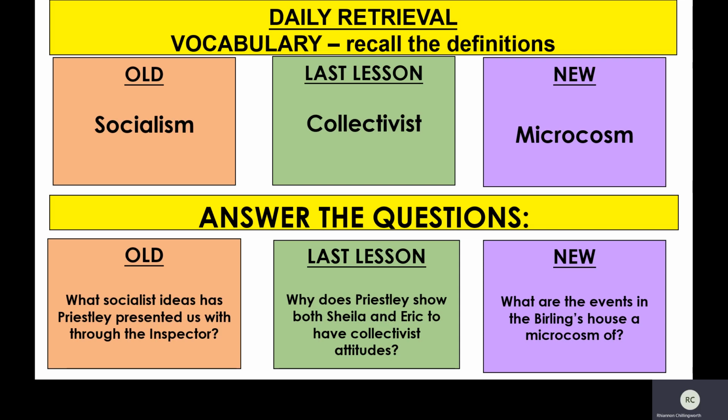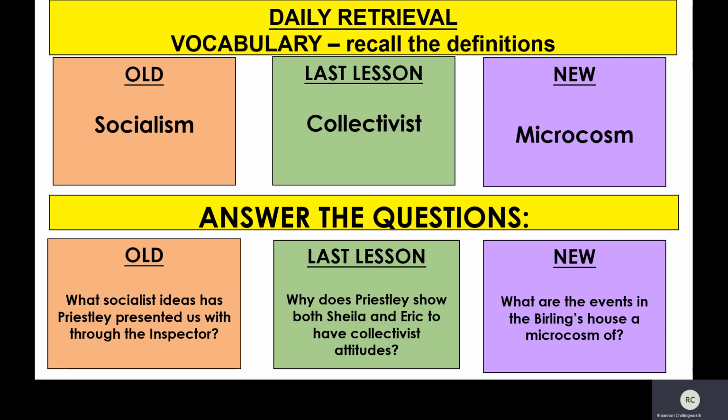But what the Burling family have is financial privilege, and they should use that financial privilege and power to help the less fortunate than themselves, like Eva Smith. But in fact, they treated her in the complete opposite. They systematically, between them, destroyed this girl's life, which is, of course, the socialist message that Priestley is trying to convey. So a collectivist is when you view yourself as members of one body or one society.